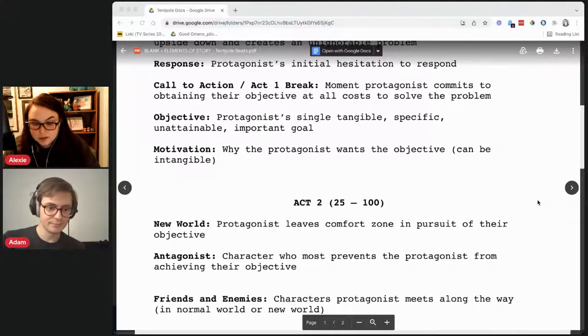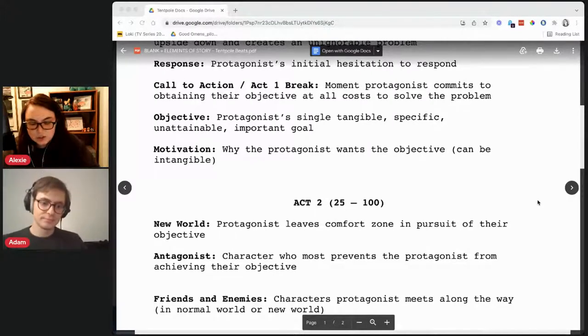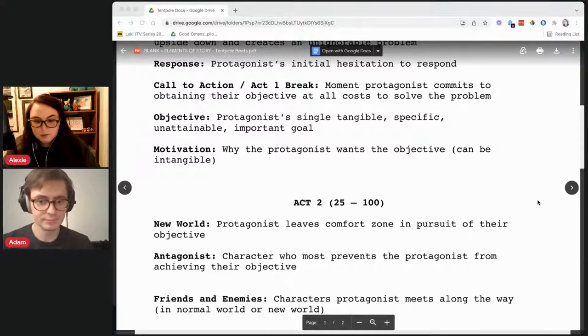And it's important because the motivation is so connected to the flaw inner need track, and the objective is so connected to the plot track, the physical action track, that you need both. And both need to be really, really compelling, but you can't only have one. You need both of them.